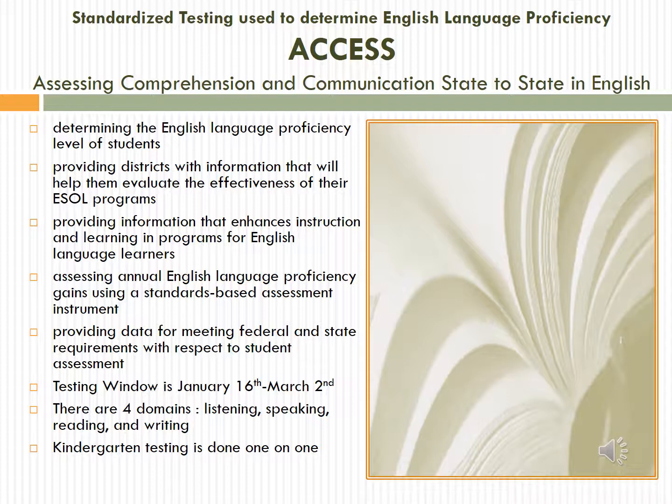It provides information that enhances instruction and learning in programs for English language learners. It helps assess annual English language proficiency gains using a standards-based assessment instrument. And it provides data for meeting federal and state requirements with respect to student assessment. The testing window goes from January 16th to March 2nd. There are 4 different domains given during the ACCESS testing: listening, speaking, reading, and writing. Kindergarten testing is done one-on-one.